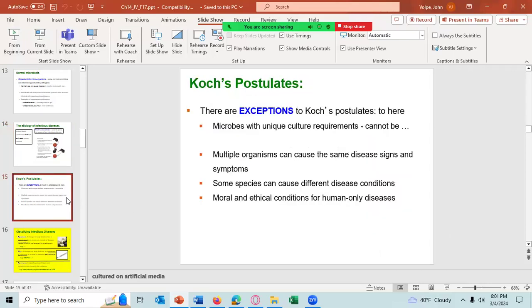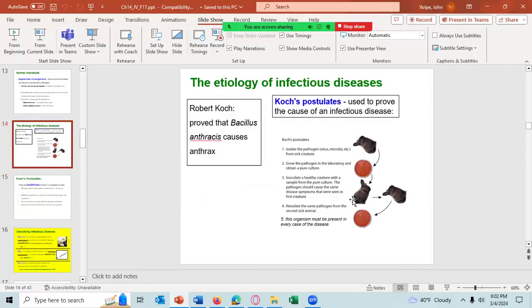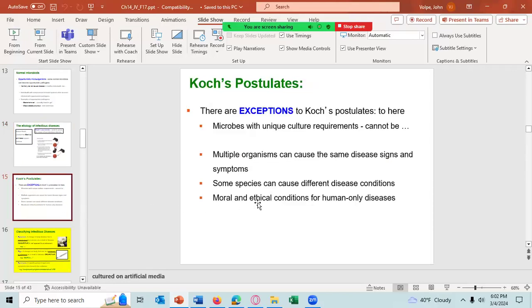And so generally Koch's postulate is not used. And then what do you do if there are moral and ethical conditions for a human-only disease? Like AIDS, we think HIV causes the disease AIDS, and yet we've never injected HIV into patients to then later see if they develop AIDS. So how do we know that HIV causes AIDS if we've never injected HIV into a patient and then used Koch's postulate to show that HIV is causing AIDS?